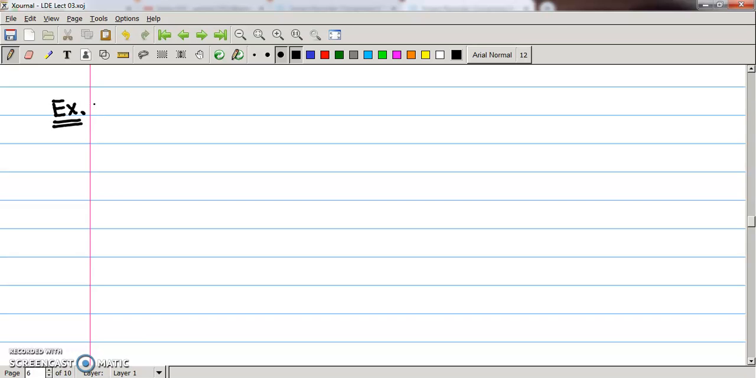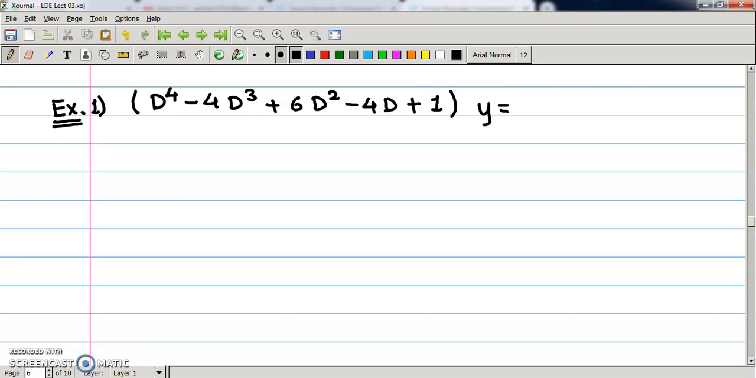Hello friends, let's discuss examples on shortcut method to find particular integral of exponential function. So we consider the equation (D^4 - 4D^3 + 6D^2 - 4D + 1) y = e^x + 2^x + 1/3.